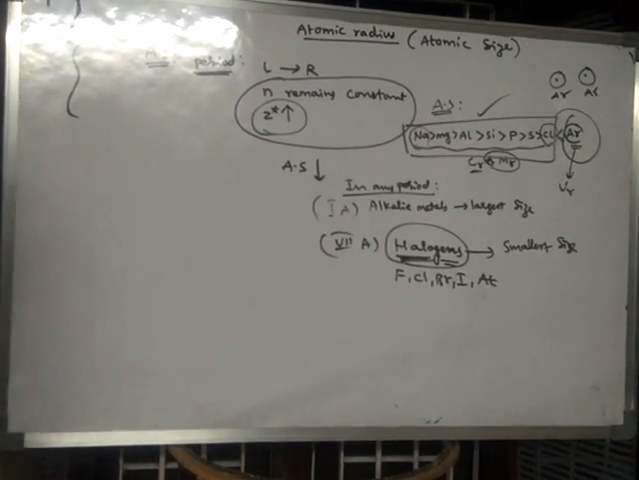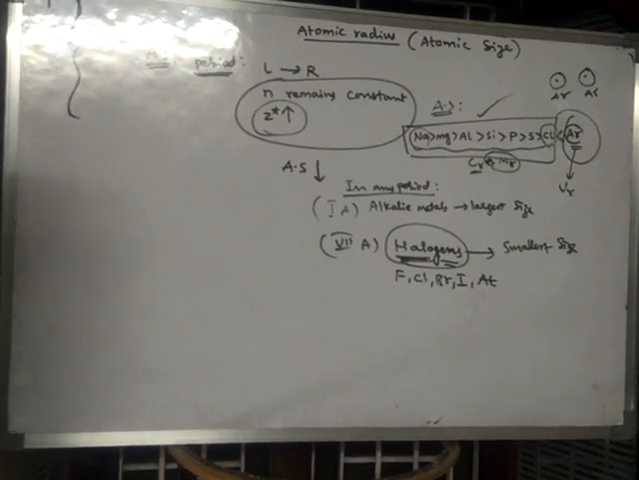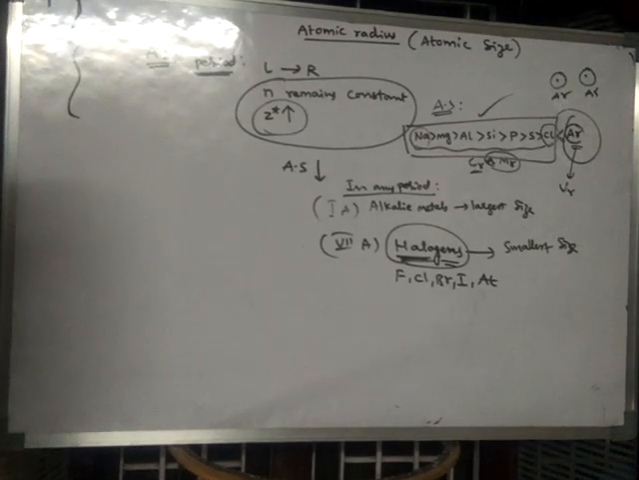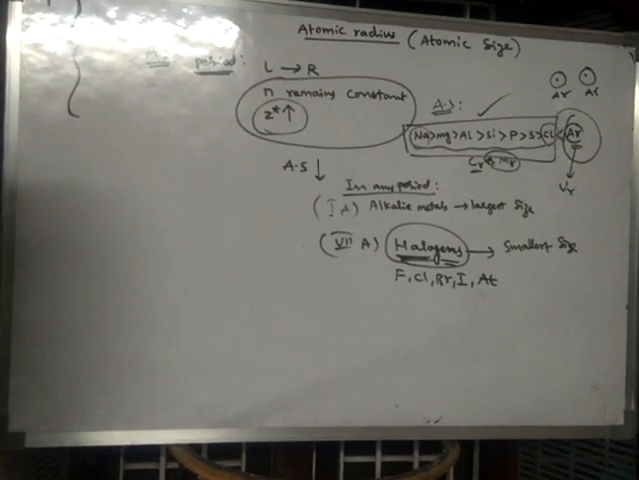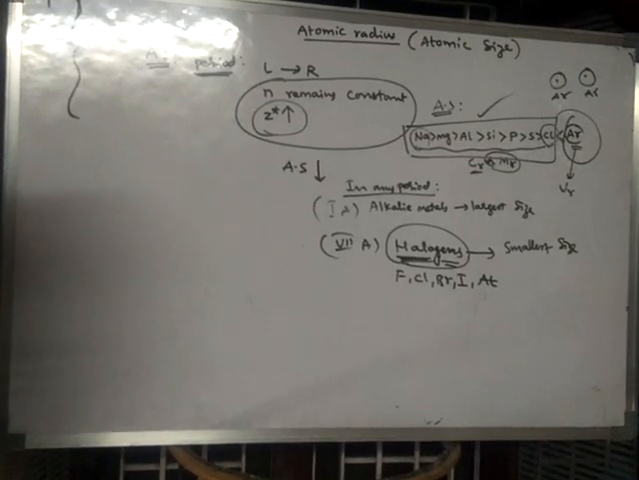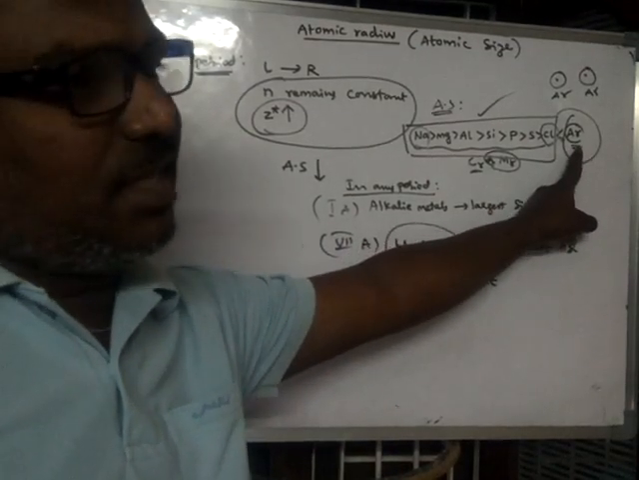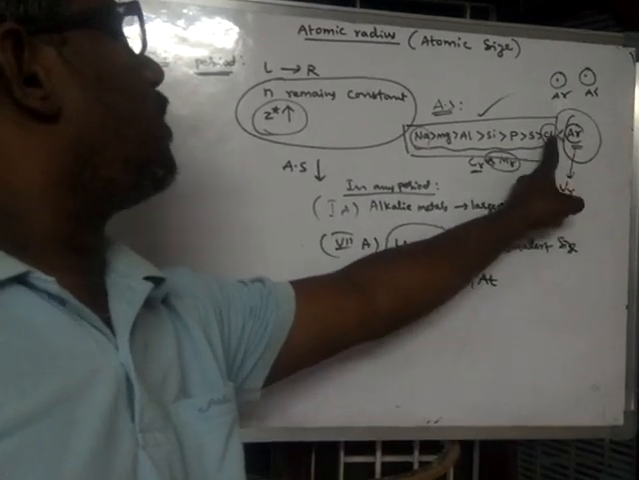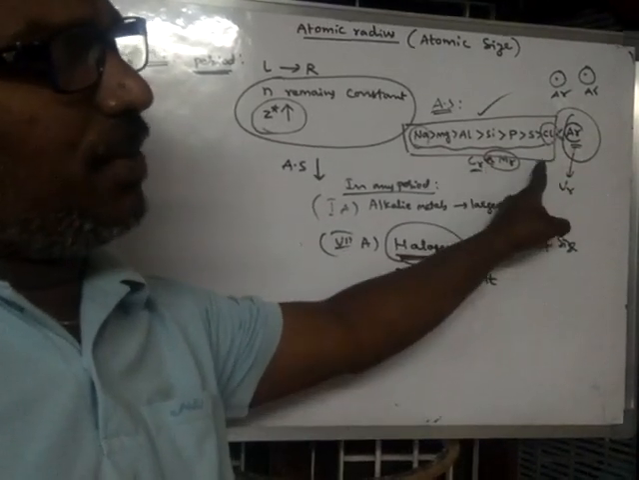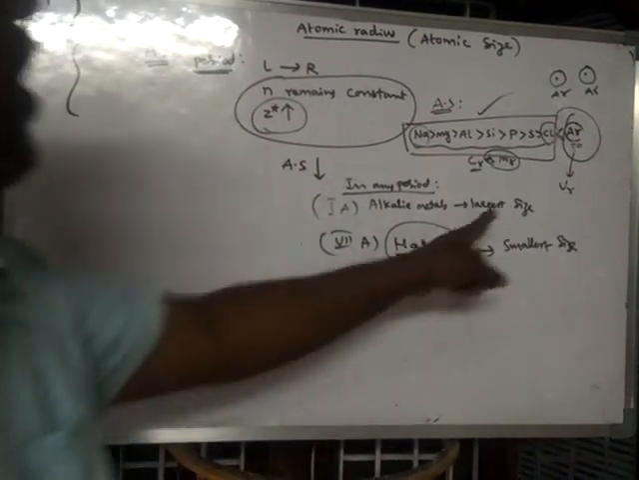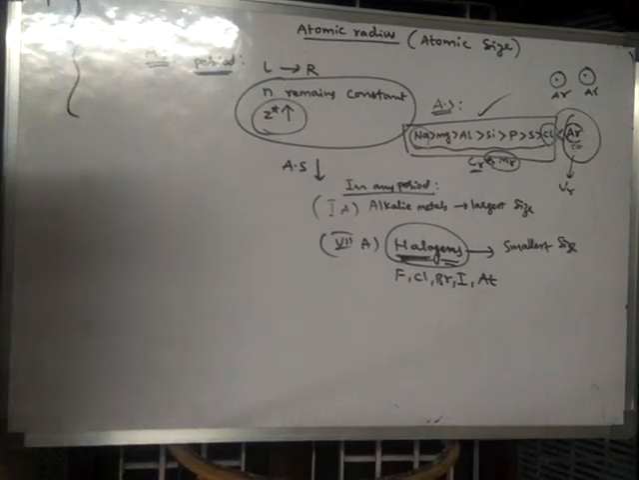So in any period, alkali metals have the largest size and halogens have the smallest size. However, the radius of inert gases is larger than the halogens in the same period. Argon is an inert gas belonging to the third period, and chlorine is a halogen belonging to the third period. Always remember that inert gases will have larger size than halogens.